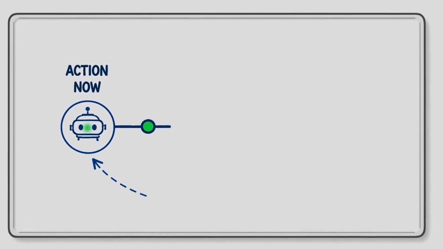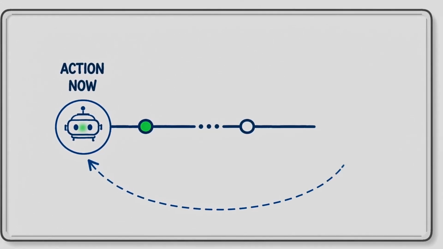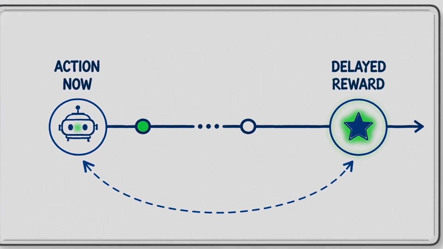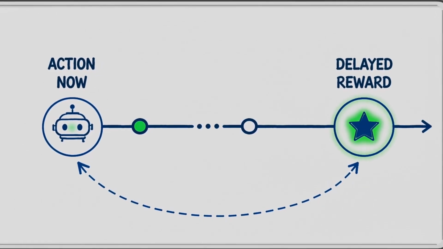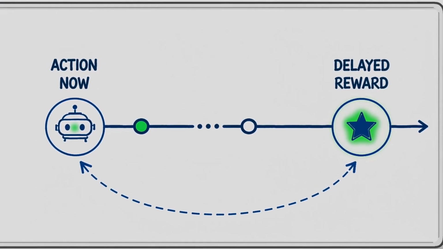A chess engine evaluates 20 million positions per second. A self-driving car makes a steering decision every 50 milliseconds. And a dog? A dog sits when you say sit, because last time it got a treat. That's reinforcement learning in one sentence. An agent takes actions in an environment, gets rewards or penalties, and learns which actions lead to the best outcomes.